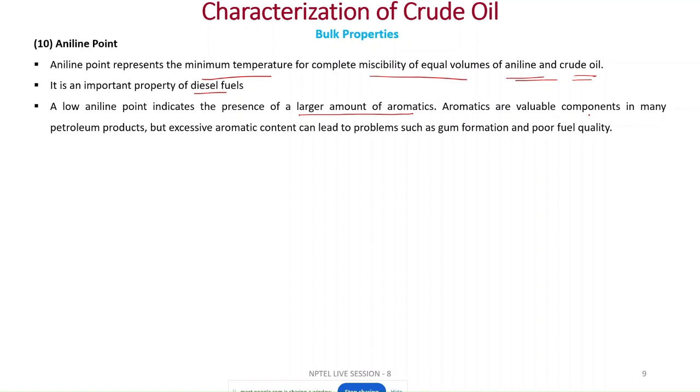Aromatics are valuable components in many petroleum products, but excessive presence of aromatic compounds can lead to problems such as gum formation and poor quality of the fuel.